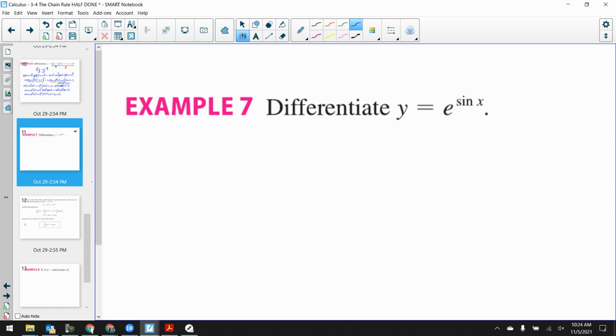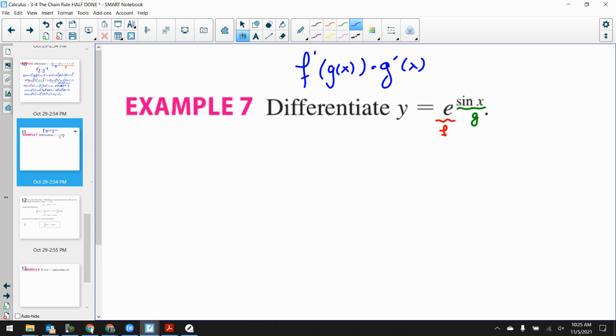Now, when I go to differentiate, I go outside in. So what's outside in this? Well, outside, I can't break into the exponent until I deal with the base. So my f is really e, and my g is sine x. Because it's f prime of g of x times g prime of x, right? That's chain rule. That's what I'm referring to with my f and my g.